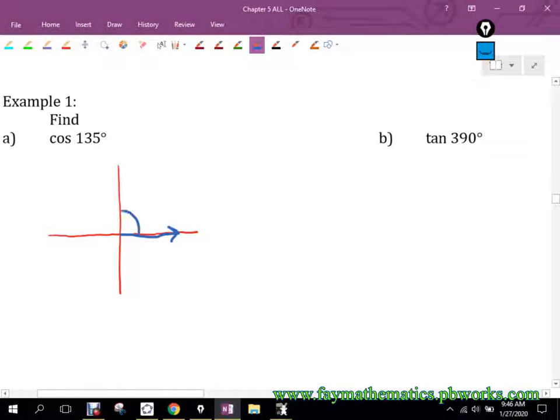So how many degrees would that be? 90. How many more do I need to get to 135? 90 plus what gets me 135? 45. So 45 is halfway in between that next quadrant, right? So that angle, call that theta, is equal to 135.